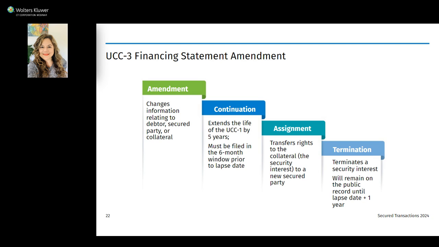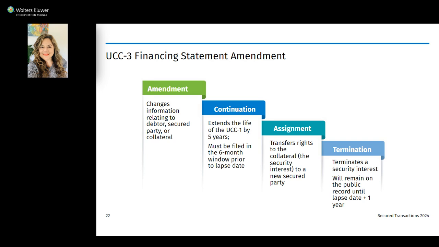The termination is really a document that terminates the security interest in the loan or in the property. It will remain on the record for at least up to 1 year after the lapse date. And we get this question all the time. Why do my terminations show up on my lien searches? Well, it's because you have to read them and you have to make sure that they're authorized.